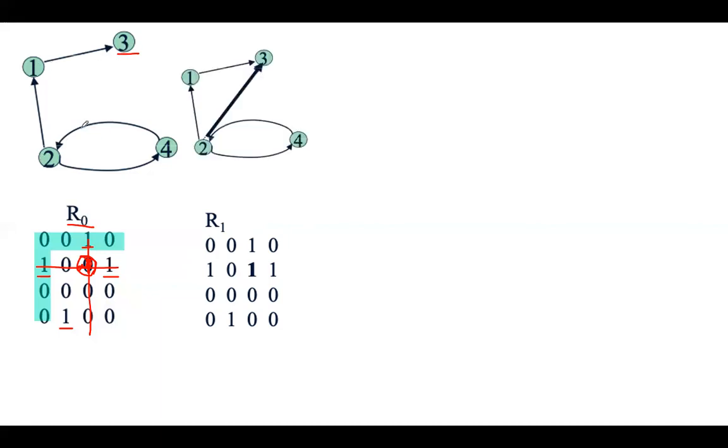So the new graph will be like this. I got the information, by seeing the matrix, that from 2 to 3 I can reach. So that is indicated here. Is it clear? So that is the first iteration. This was the first matrix R0, and from that we got R1. We got to know that we can reach 3 from 2.